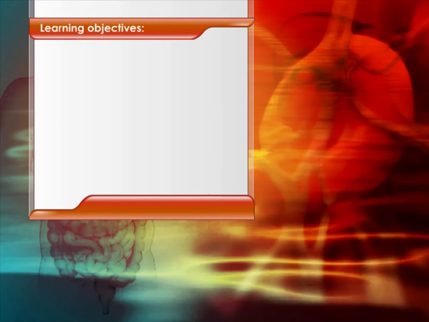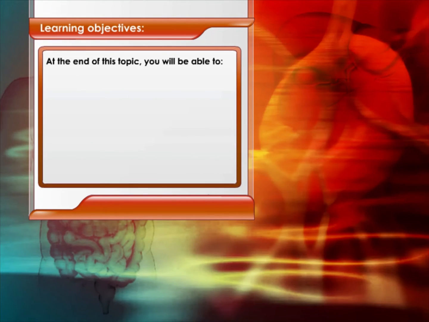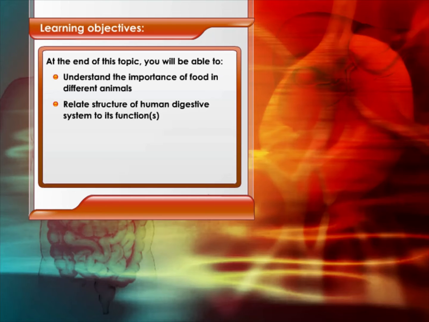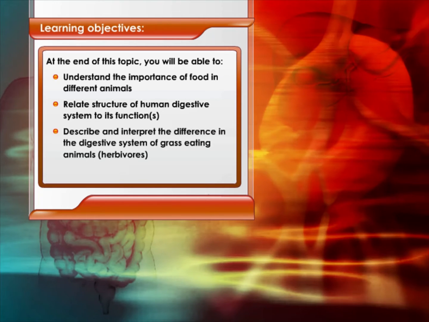Learning objectives. At the end of this topic, you will be able to understand the importance of food in different animals, relate the structure of the digestive system to its functions, describe and interpret the difference in the digestive system of grass-eating animals, herbivores, and understand nutrition in other animals.